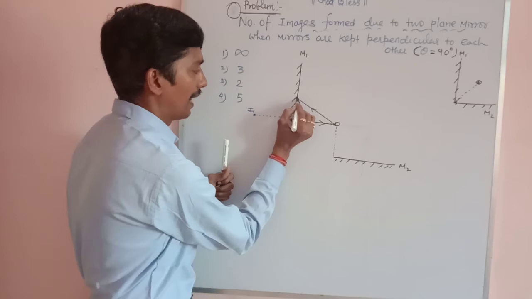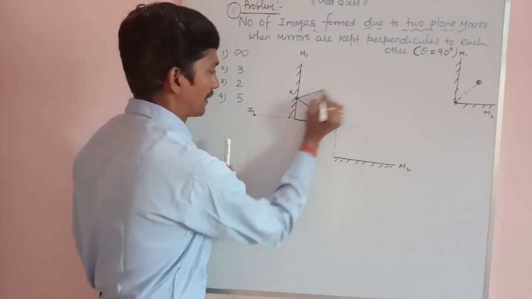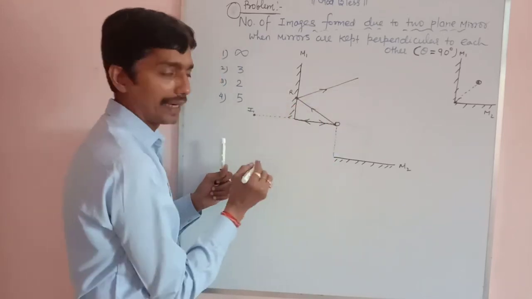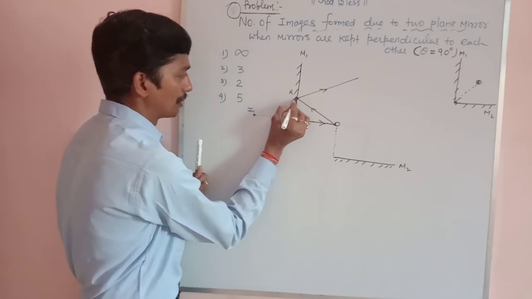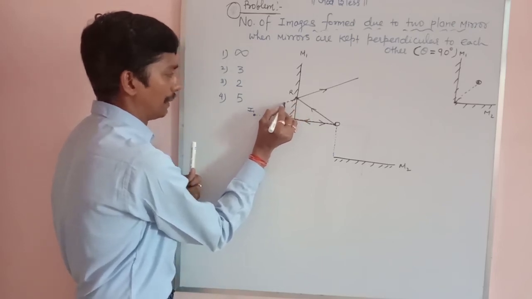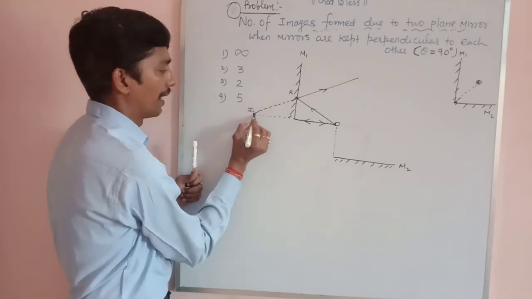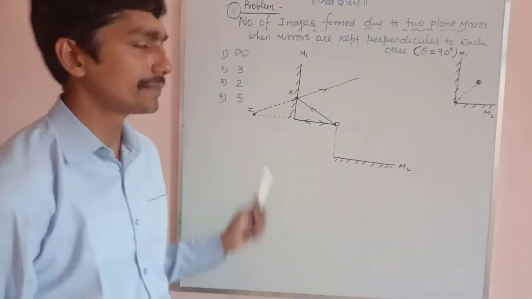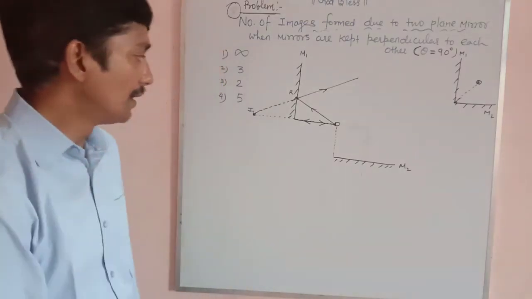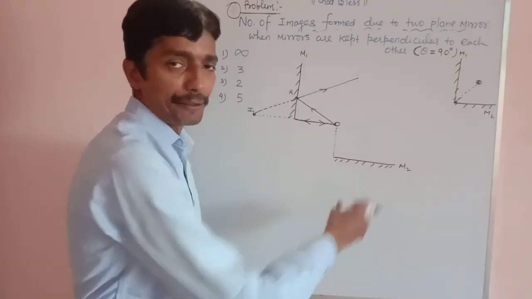Incident ray at point R, which is reflected here. Right? And this will be produced inside the mirror, which meet at the point I1. Okay, I1 का story over हो गया. Right? Now, similarly, let us try for M2.